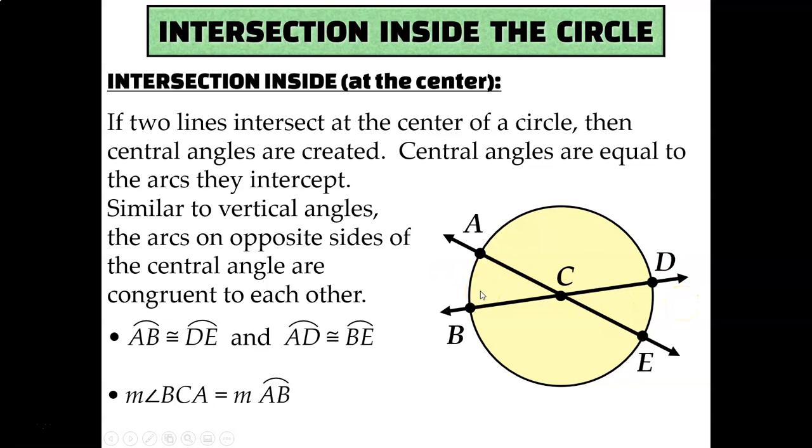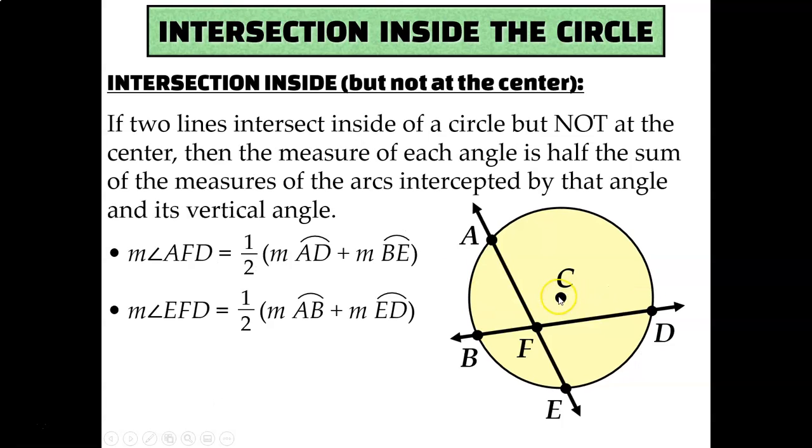But what if the two lines intersect inside of the circle, but not at the center, like this? In that situation, each of the angles is equal to the average of the arc that it intercepts and the arc that the vertical angle intercepts. So for example, if I wanted to calculate the measure of angle AFD, this angle right here, I would find the measure of arc AD and the measure of arc BE, add those two arcs together, and take half of it. And that would be the measure of angle AFD, and of course also the measure of angle BFE because they're vertical angles.